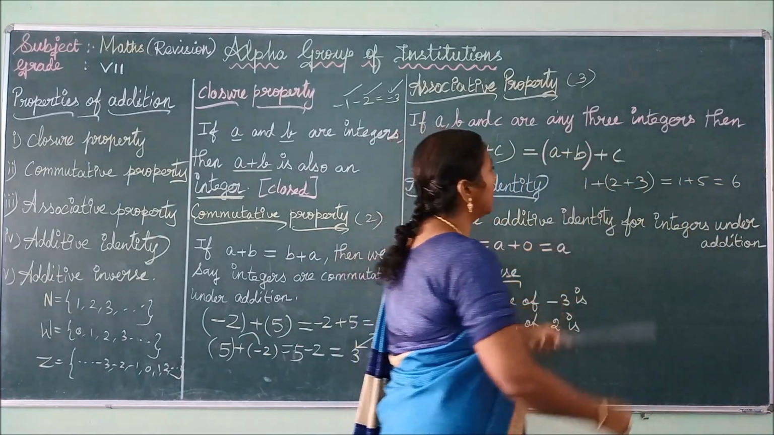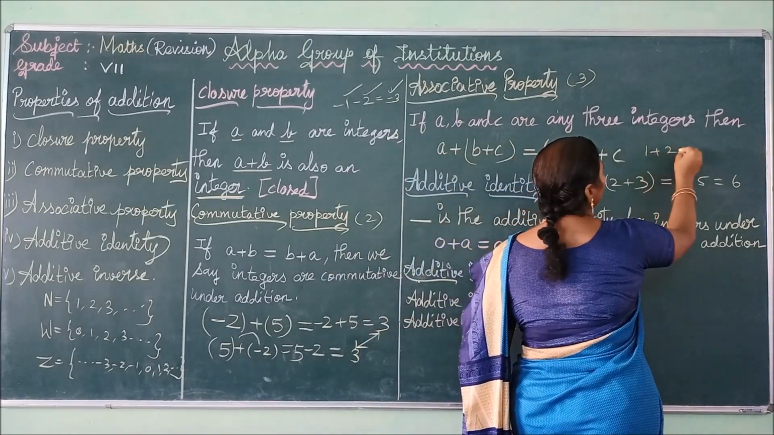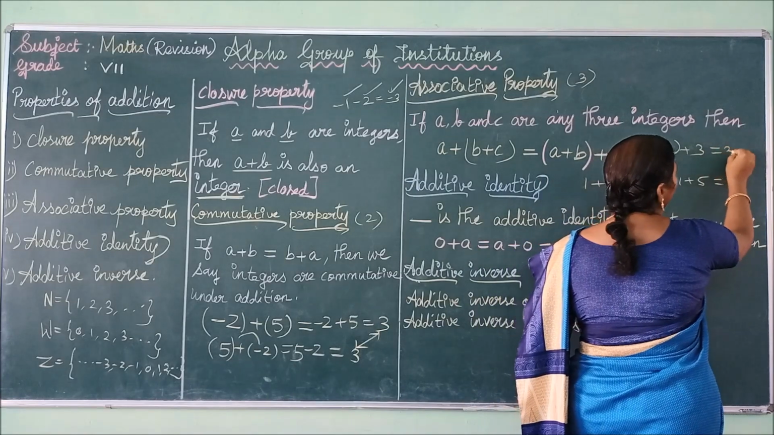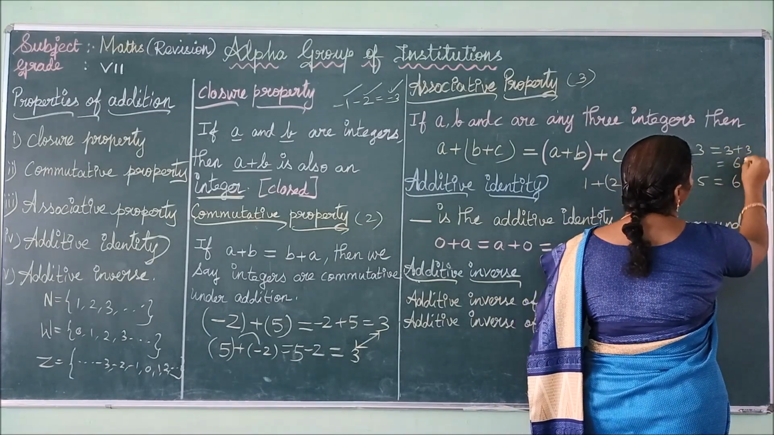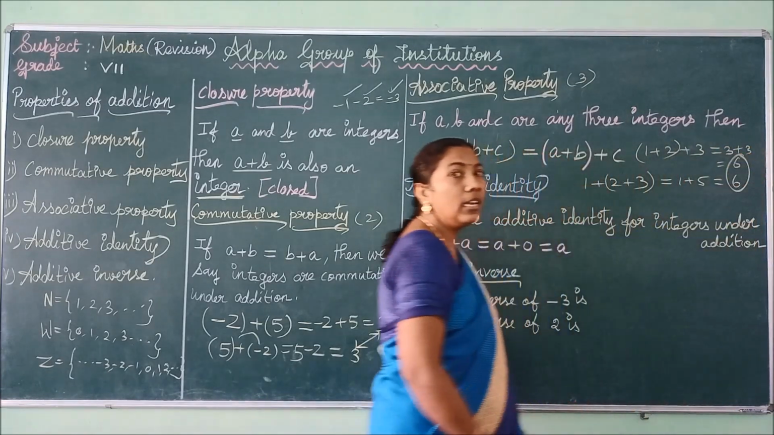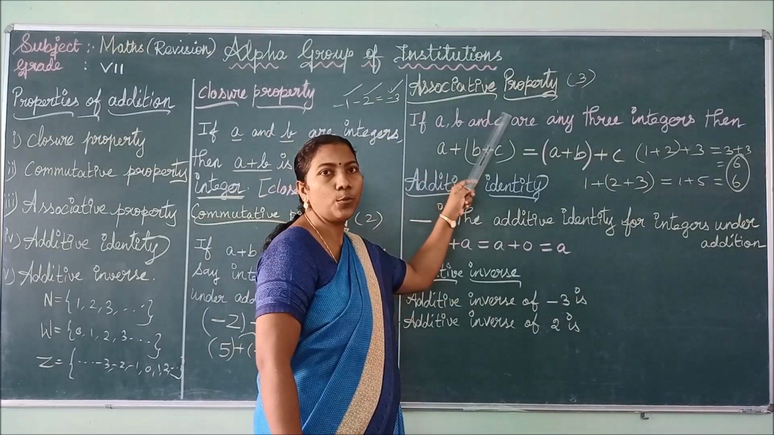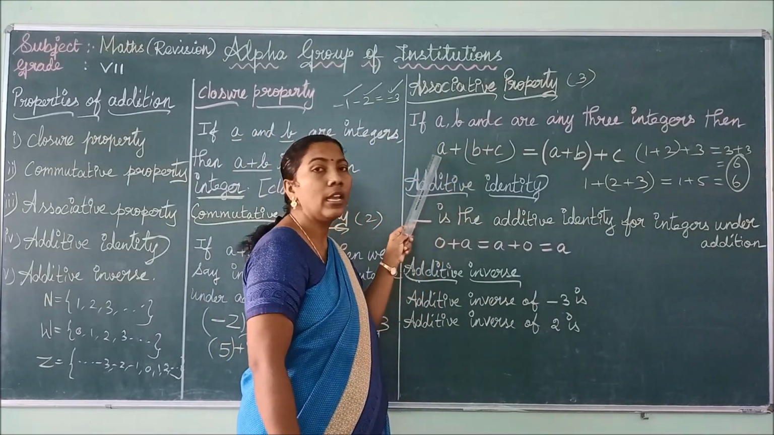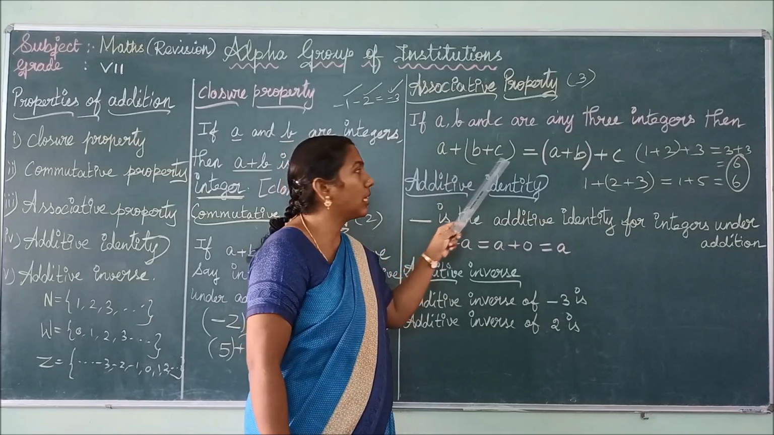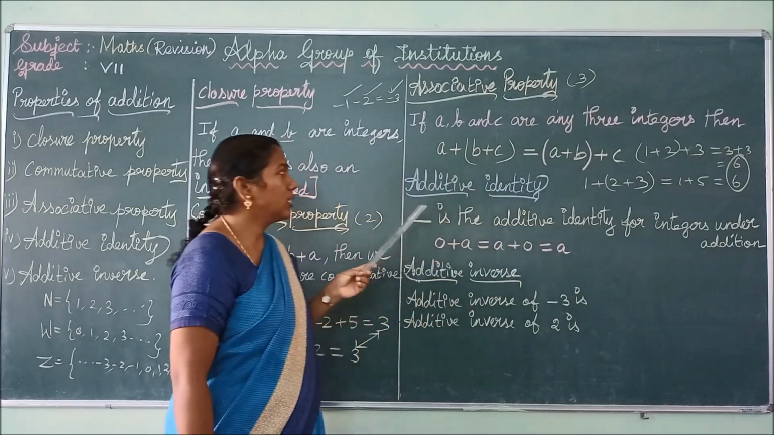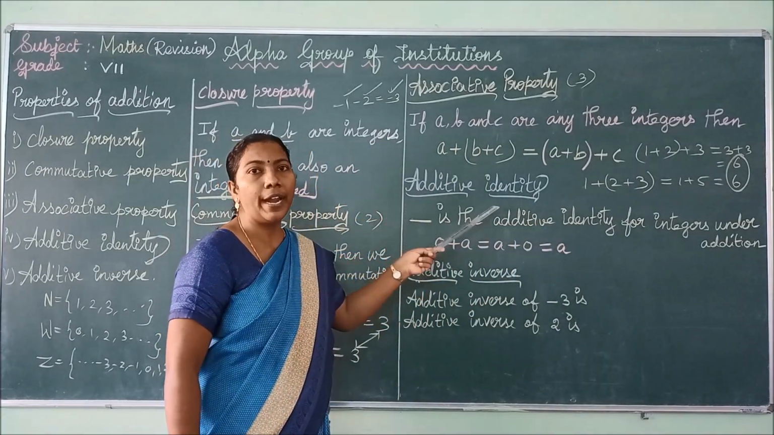Next, change the bracket again. 1 plus 2 plus 3. Now the bracket is for 1 and 2. So 1 plus 2 is 3, and 3 plus 3 you get 6. In both cases we are getting the same answer. That's why we are saying integers hold the associative property. What is the associative property? (a plus b) plus c equals a plus (b plus c). Next we are going to see additive identity.